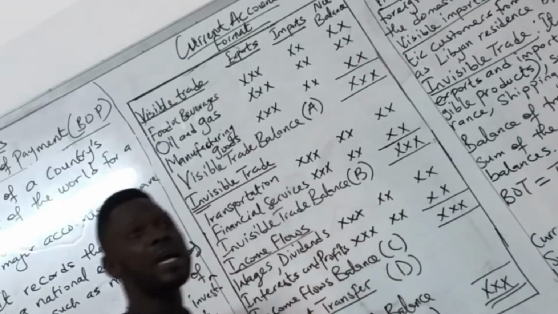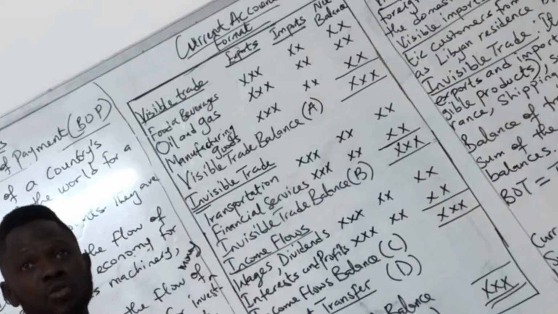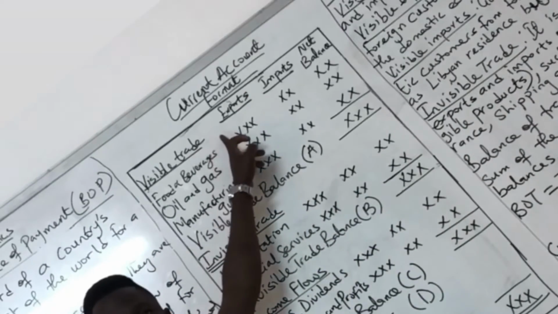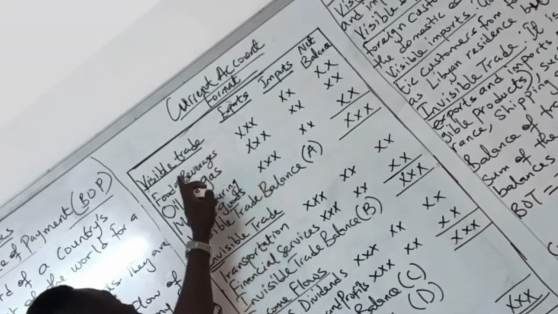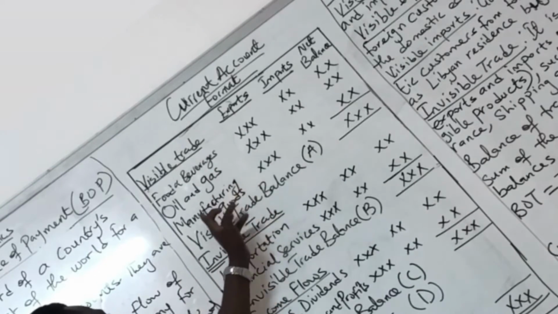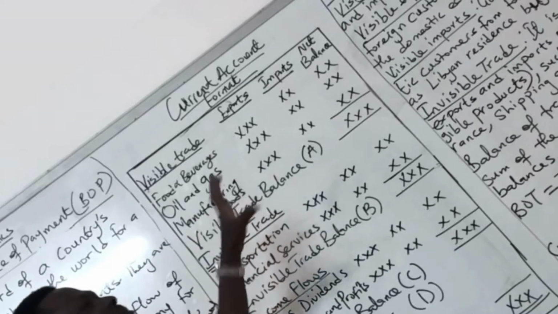So now we have to record it as a country. That's why they said national economy. That means as a country. So what do we do as a country? We have our visible trade. Examples of visible trade, we have food and beverages, we know that, right? We have oil and gas, we have manufacturing goods. All these are what? Visible.